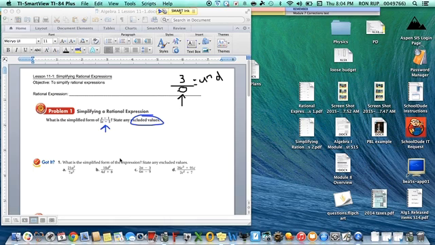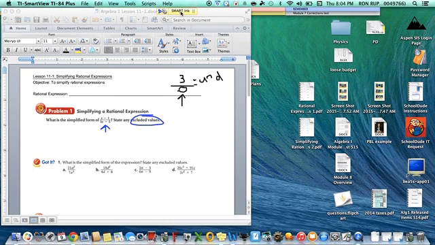And so what you're going to do is factor where you can, either with the greatest common factor or by factoring the trinomial. But before simplifying, before crossing things out where the numerator and denominator are the same, you're going to set those values in the denominator equal to 0 and solve for x, similar to what we did in the last chapter when we were finding x-intercepts.